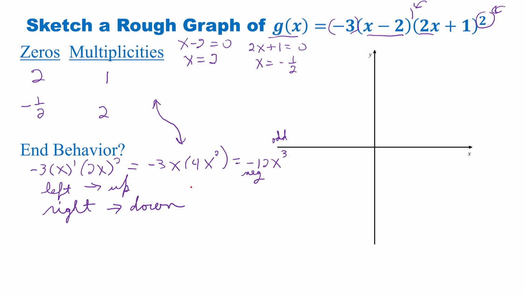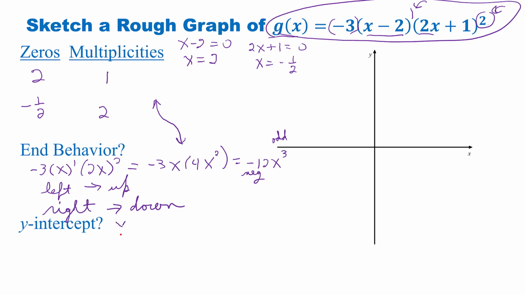Finally, let's look for a y-intercept. To find the y-intercept, we would set x equal to 0. So looking back up at our function, we would have y equals negative 3 times 0 minus 2 times 2 times 0 plus 1 squared, or negative 3 times negative 2 times 1, I think. So we're going to have a y-intercept of (0, 6).